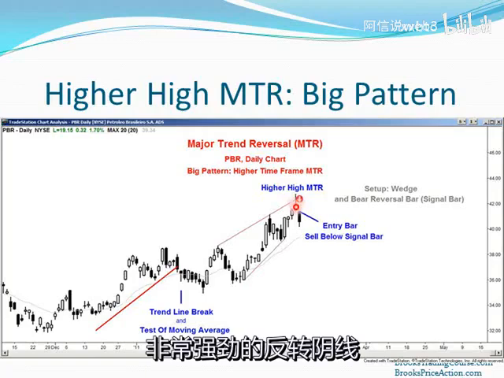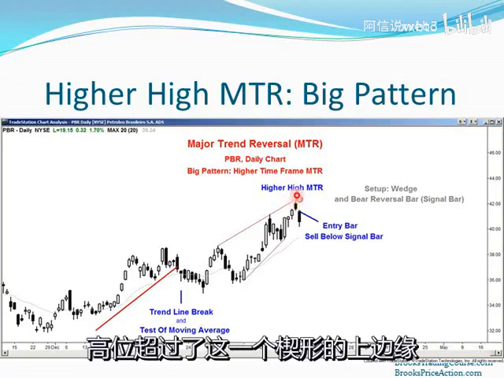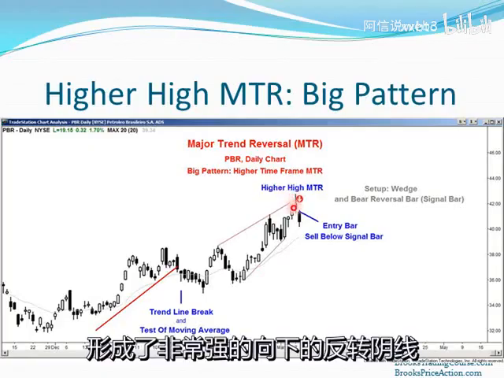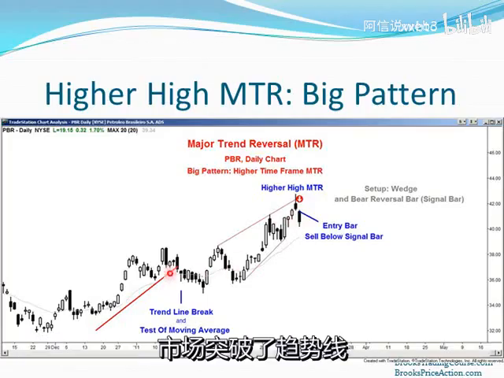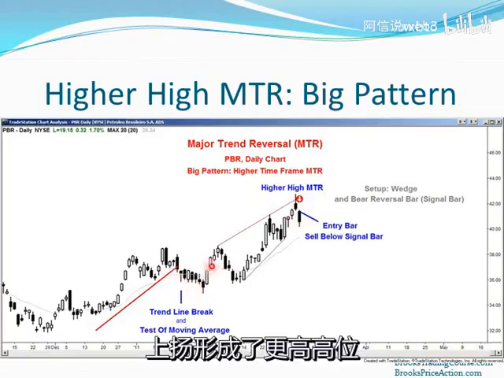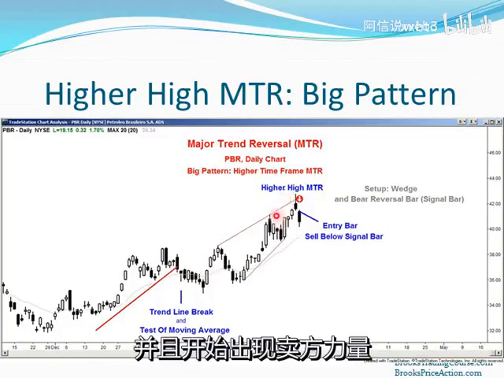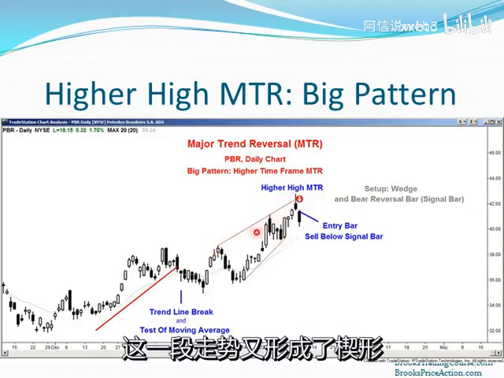And we did. We have a very strong bear reversal bar. The high broke out above the top of the wedge, and we have a strong reversal bar down. So to me, this is a reasonable higher high major trend reversal setup. We broke the trend line, and we rallied to a higher high, and we're starting to get selling pressure, and the process is taking the shape of a wedge.